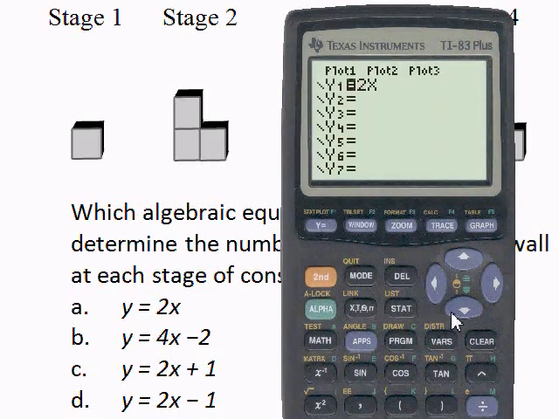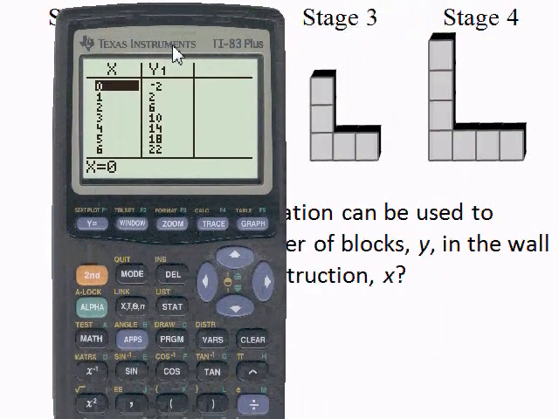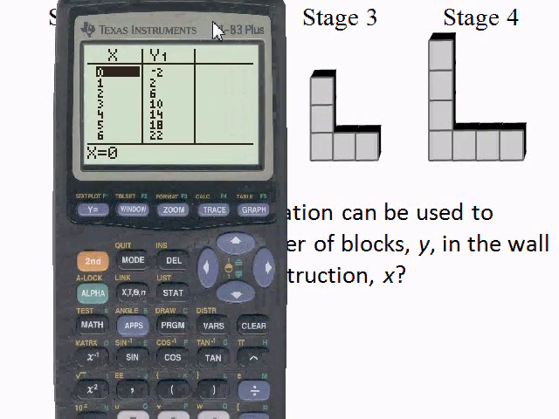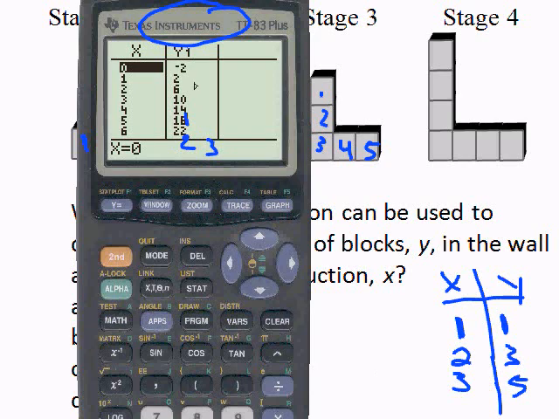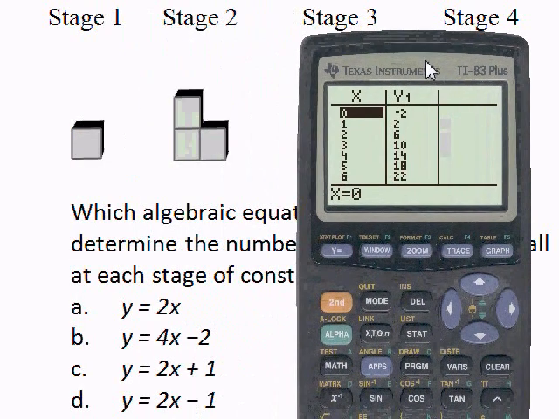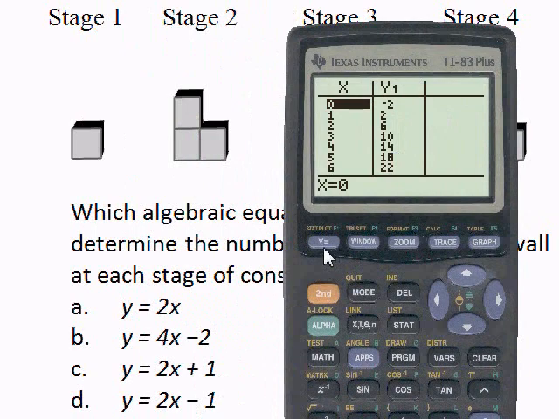Then we go to y equals and clear that out. Let's try 4x minus 2. Again, we go second graph, so we'll see if 4x minus 2 gives us the correct table. We notice 1, 2, again, doesn't match. Our first stage we had 1 block, not 2 blocks. So 4x minus 2 didn't work either.